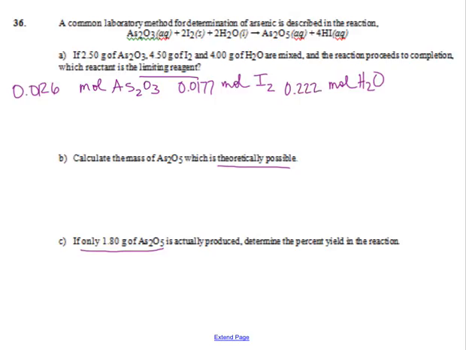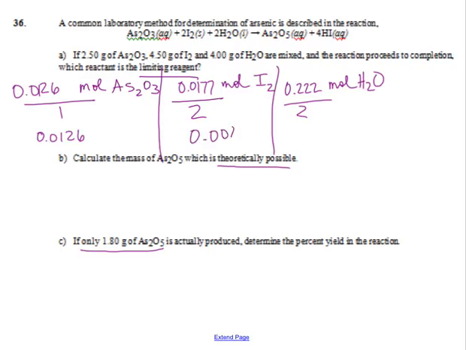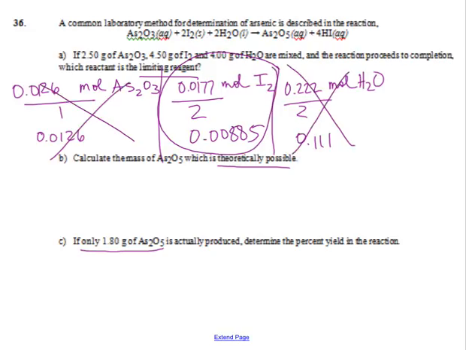So before we can decide limiting, let's divide by the coefficient in the balanced equation to get a better idea of how much we need. It's a 1 to 2 to 2 ratio. So this comes out to be 0.0126. This one comes out to be, that's small. And this one, 0.111, right? So it looks to me like that's our limiting. Okay, so that's all the question was asking for, which was the limiting reagent for this part. So the limiting reagent is I2.